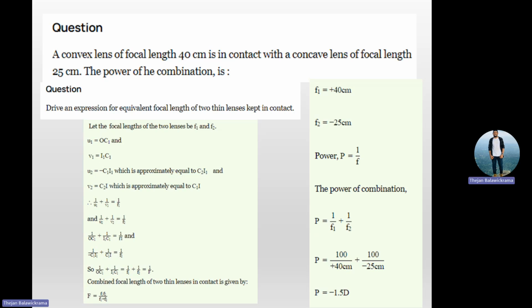1 over capital F is equal to 1 over f1 plus 1 over f2. We can write it differently: that is f1 into f2, and on the other side f2 plus f1. If done properly, F equals f1 into f2 divided by f2 plus f1. See whether you can use this in this instance. Did you see?